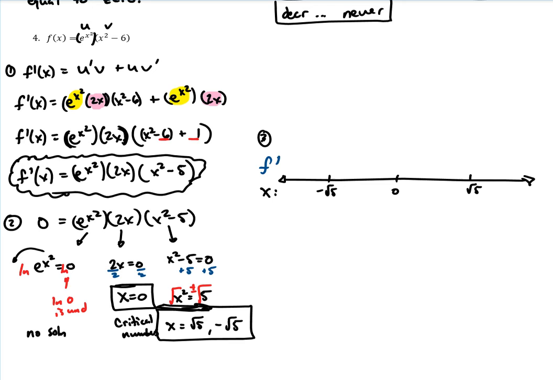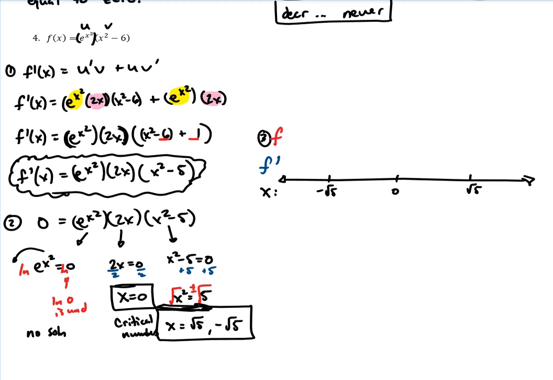And then we want to find what the sign will be on our f prime, which will tell us what's happening with our f, with increasing or decreasing. So to figure out these f primes, I'm just going to plug in any number. You can start wherever you want on the number line. I'm going to start on the far right.